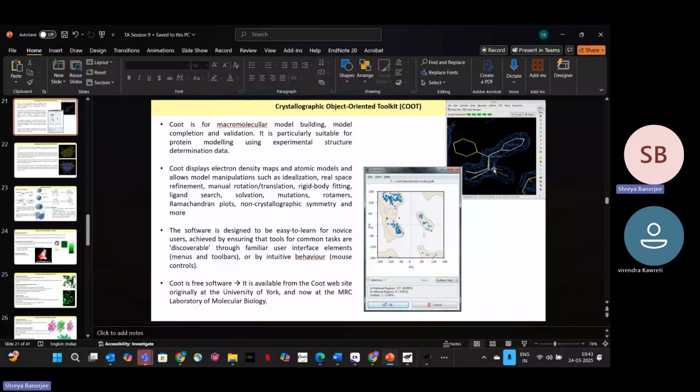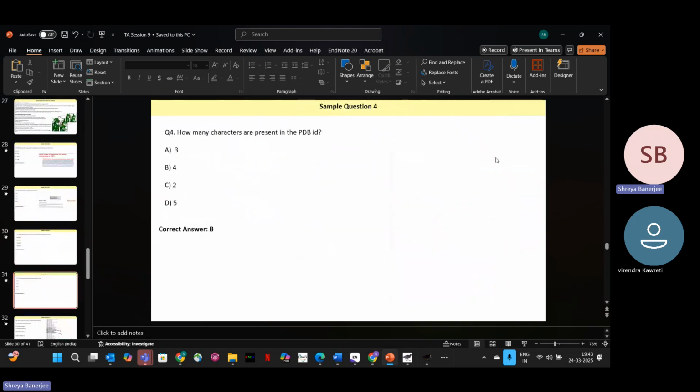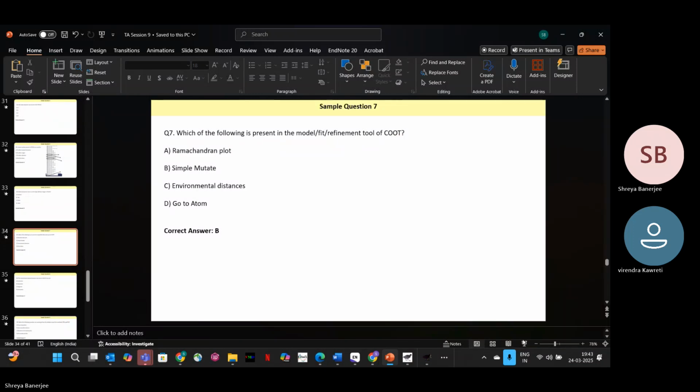So if you have an electron density map, suppose you don't know what amino acid will fit into it, you can mutate the amino acid into different residues and see which amino acid has the closest fit to the electron density map obtained from X-ray crystallography. So using the simple mutate tool, you can fit the protein structure with the electron density map. So that is what the question is asking.